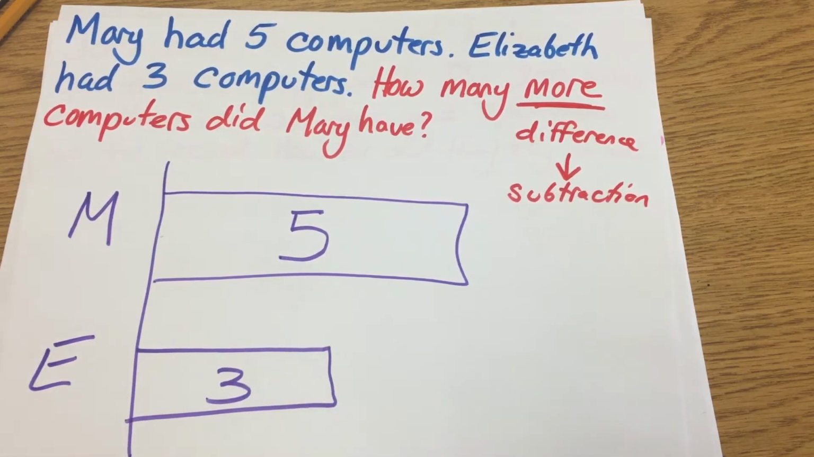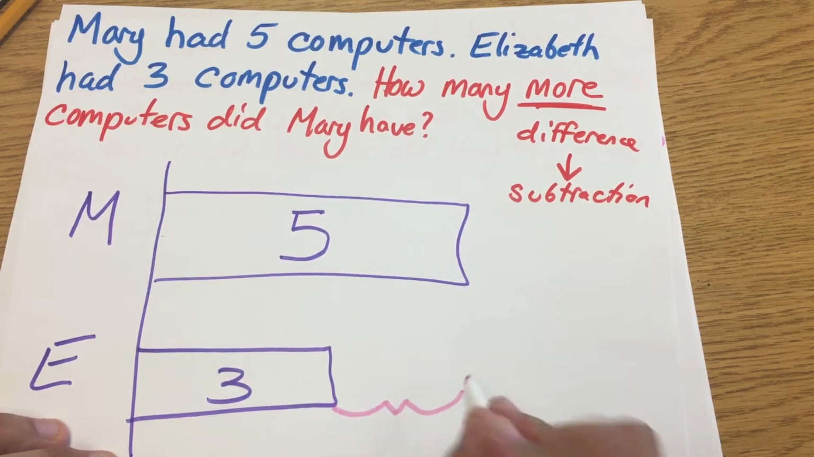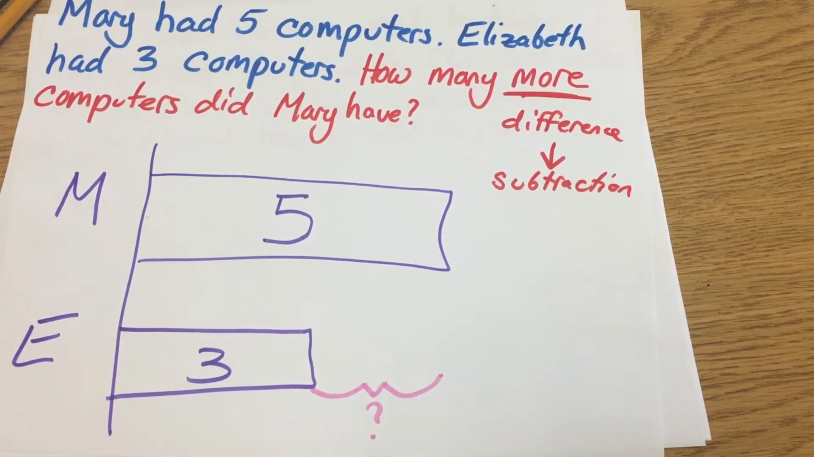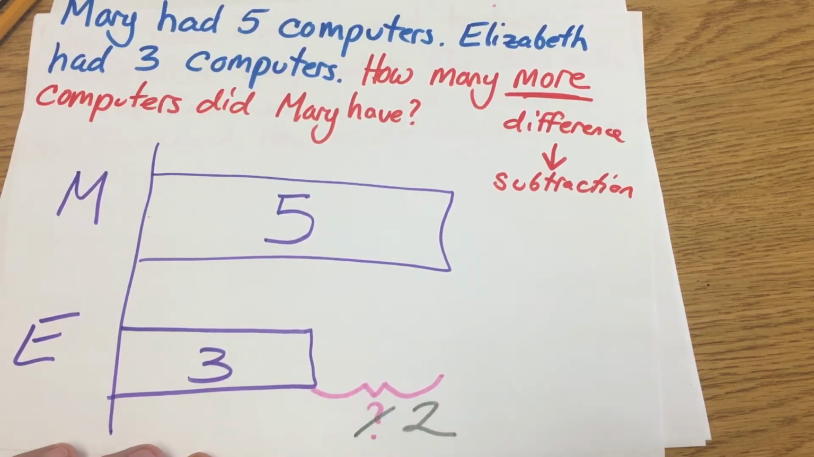It's right over here. So I'm going to draw my brace, instead of on the side like we did before, right over here to show that this is the amount that I need to figure out. I need to figure out the difference between 5 and 3. And again, for a lot of students, that's going to be some simple mental math. 5 minus 3 tells us that our answer is going to be 2.